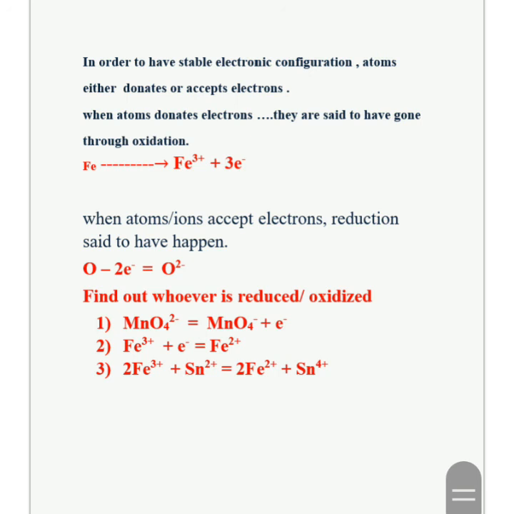And in the second reaction, we can see oxygen accepting 2 electrons to form oxide ion. In this context, 3 examples have been given to find out which one is reduced and which one is oxidized, and do it yourself as homework.